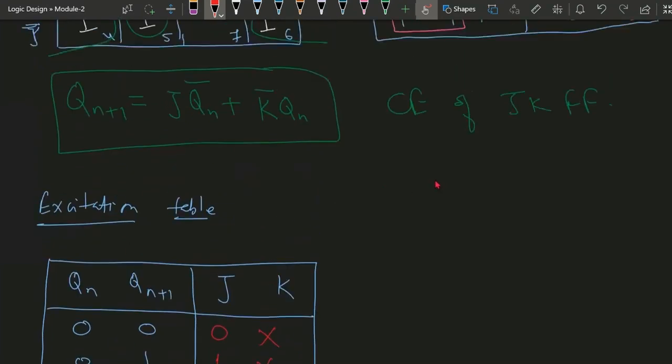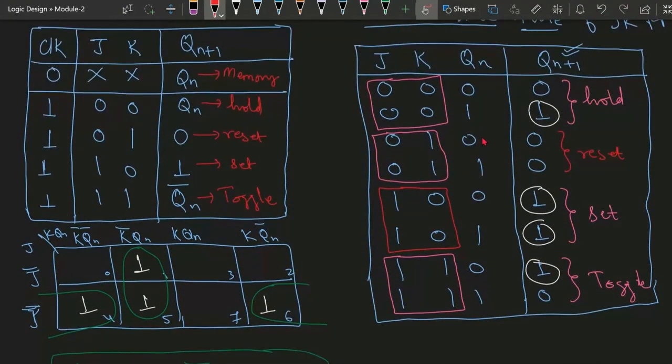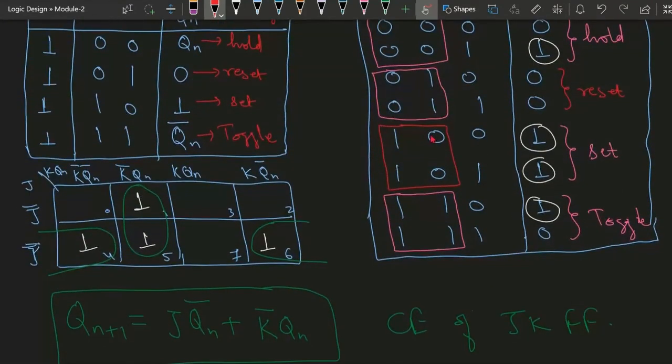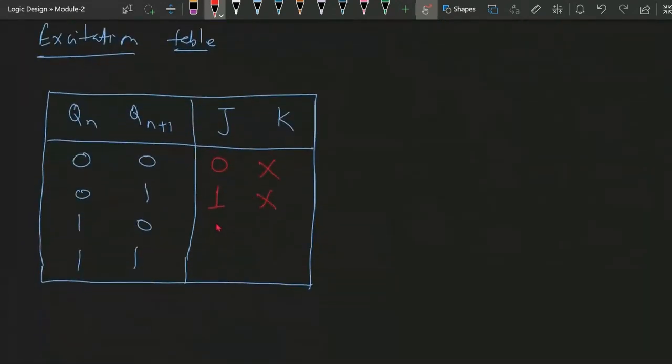Similarly for 1, 0, this is 1 0, this is 0 1, and then 1 0 is there. So 0 1 and 1 1. K is 1, J is 0 and 1, meaning J is changing, or J has two different values, so that's why we will be putting don't care, and K remains the same, that is 1.